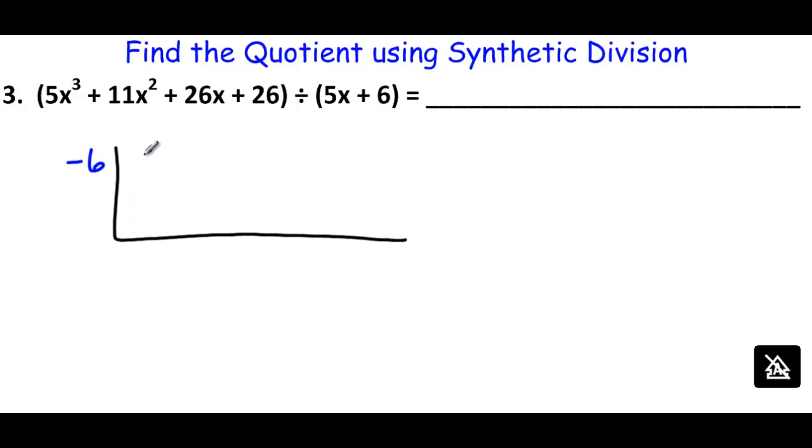And then I'm going to write in all my numbers. I have 5x cubed, 11x squared, 26x's, and 26 for my number. Okay. But I'm not going to completely forget about that 5. I'm going to put that 5 down here, and I'm going to divide by 5. Okay, so let's go back and do this. I'm going to drop this down and get a 5. But before I multiply, I have to take this number and divide it by 5. So 5 divided by 5 is a 1.